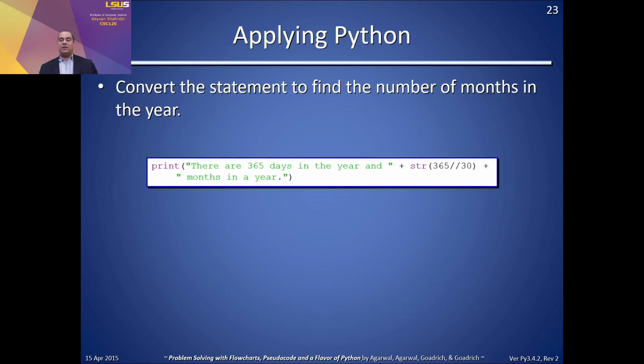Convert the statement to find the number of months in the year. Print there are 365 days in a year, and we're going to cast 365 integer division 30. That's why we cast it into a string to add it into the print statement in Python.